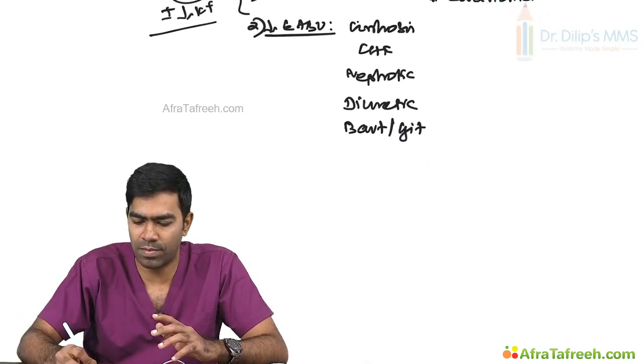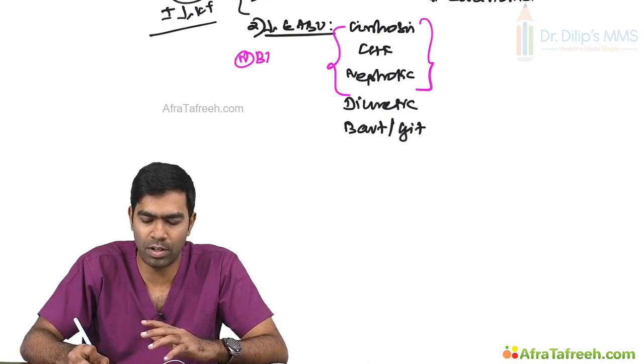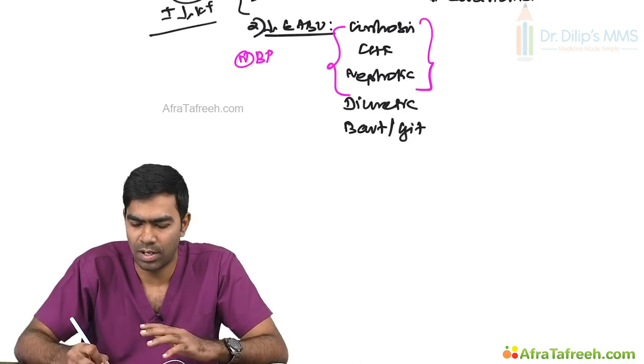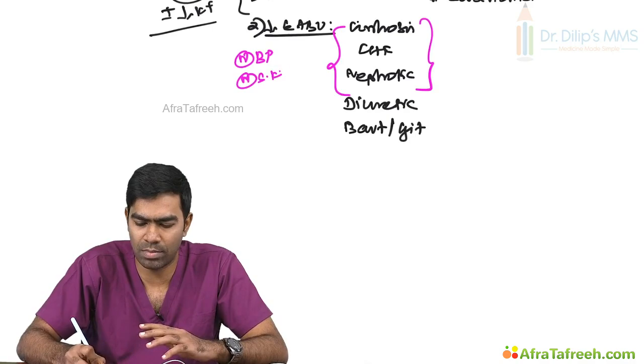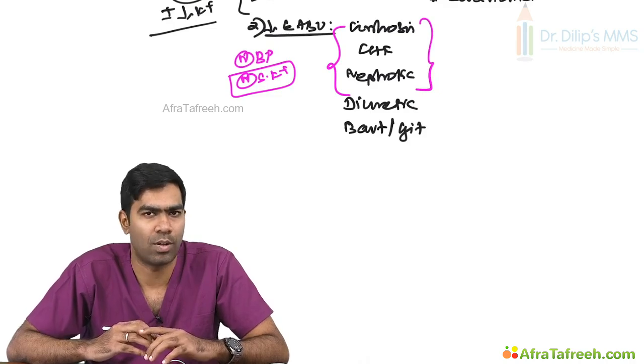And these low ABV states, especially cirrhosis, CHF, and nephrotic syndrome, tend to have a normal BP, even a low borderline BP. Nephrotic syndrome patients sometimes may have hypertension as well, and they tend to have a normal serum potassium. This is the most important point, unless and until you precipitate hypokalemia with diuretics.